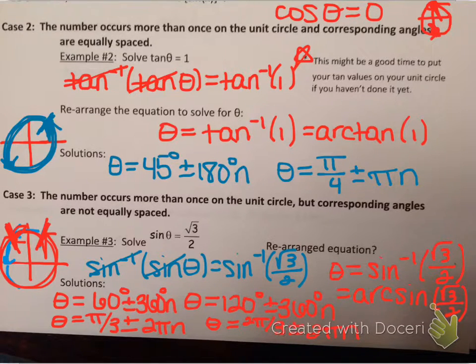Okay, this is the most common situation, because most of your unit circle equations are sine and cosine equations. Tangent is always going to be equally spaced, so tangent and cotangent are always going to be case 2. But most of the time, our other equations are in case 3. Sine of square root of 2 over 2, cosine is 1/2, things like that. Those are not equally spaced from each other. So most of your solutions come from case 3.